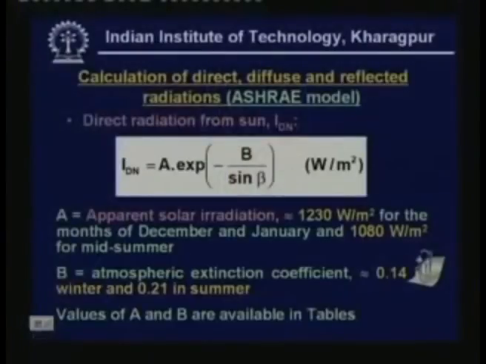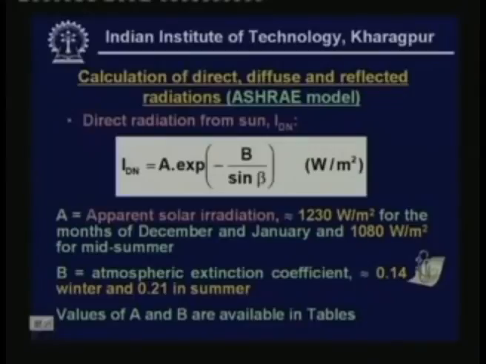Direct radiation from the sun is given by I subscript capital Dn, that is equal to A into exponential within brackets minus B by sin beta, and the units are watt per meter square. Here A is what is known as apparent solar irradiation, and it takes a value of 1230 watt per meter square for the months of December and January.